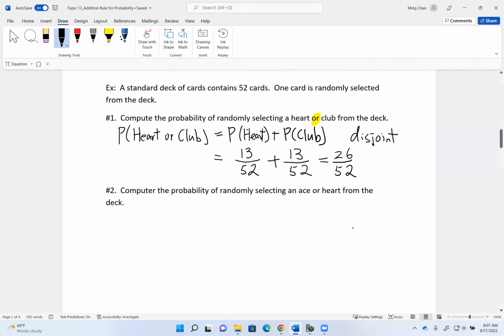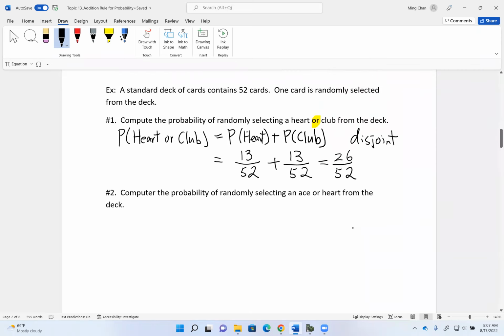All right, let's try another one. Compute the probability of randomly selecting an ace or heart. Okay, so I'm selecting one card again, but this time I'm trying to select an ace or a heart from the deck. So or means we will add the probability of the 2 events. So probability of drawing an ace plus probability of drawing a heart.